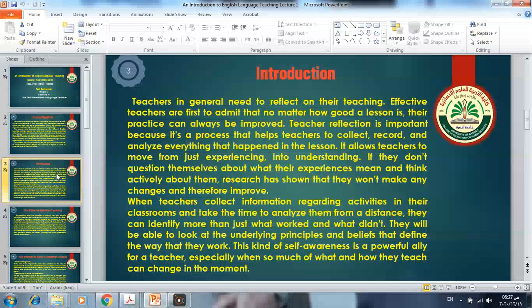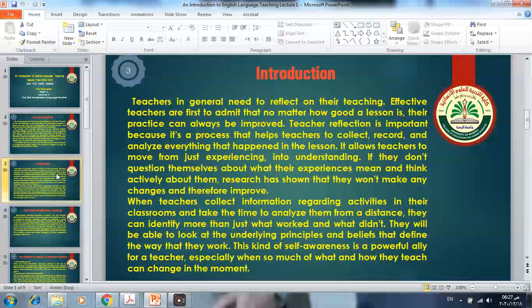Okay, so what makes the ways work? So they will understand these principles that make the successful ways successful. So they can work on adding more success to these activities. And of course, if they feel that certain activities, certain techniques worked less, they will also understand what makes them work less, and so they will work on them to improve them. So this kind of self-awareness is a powerful ally for a teacher, especially when so much of what and how they teach can change in the moment.